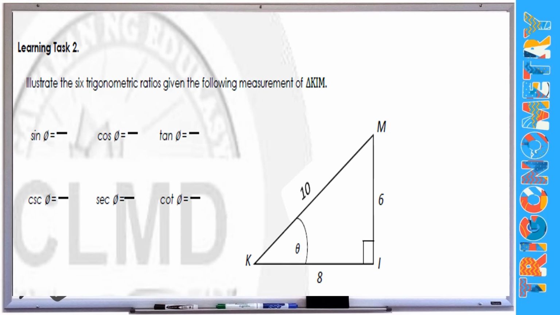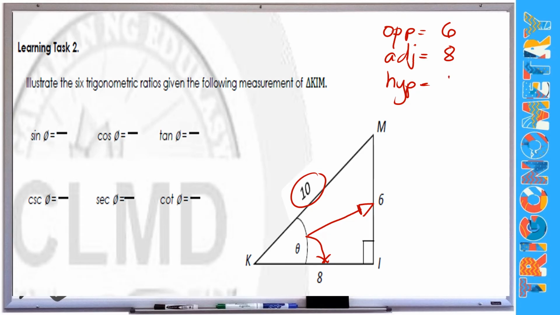Okay, so in this case, we already have numbers involved. Your triangle KMI or KIM, where your right angle is angle I, and your reference angle is on angle K. So I'll just help you to find your opposite, adjacent, and hypotenuse. I hope you just go back to the video to find the formula. So in here, the opposite is 6. The adjacent is 8. And the hypotenuse is 10.